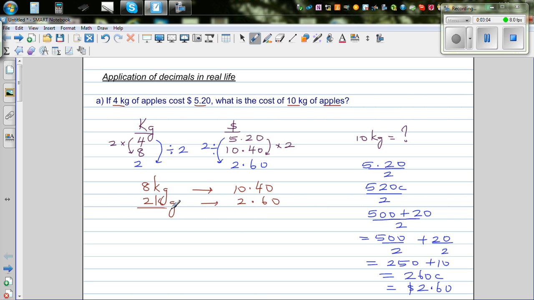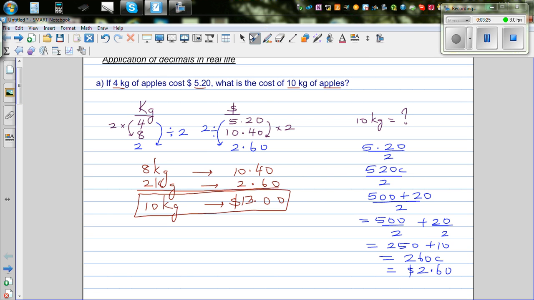Okay, so I want to find 10 kgs. So for 10 kgs, this is how much? So this is $13. So the answer is $13. So this is how you can do this without a calculator. But some of you may struggle to think in this proportional manner. So let me do this with a calculator.